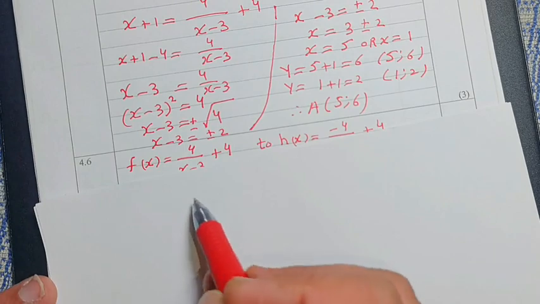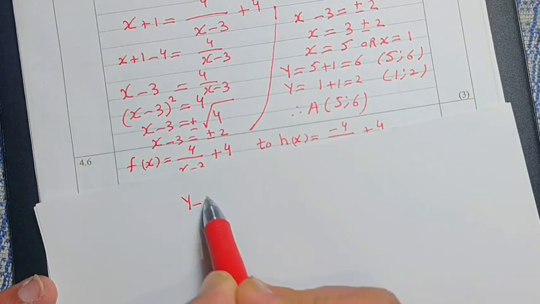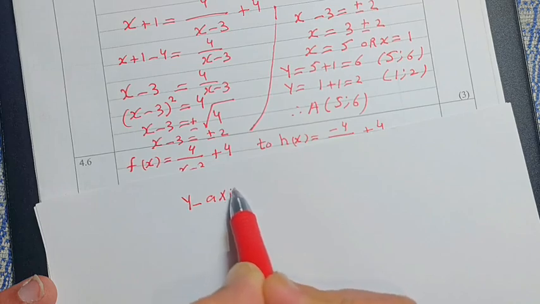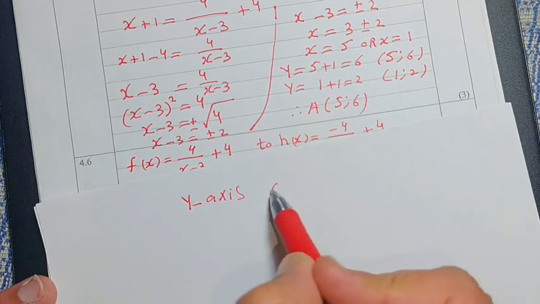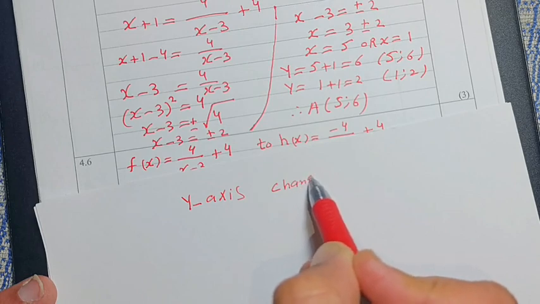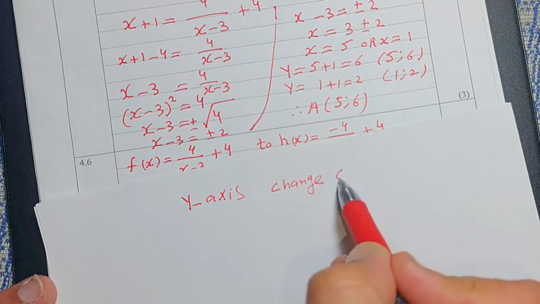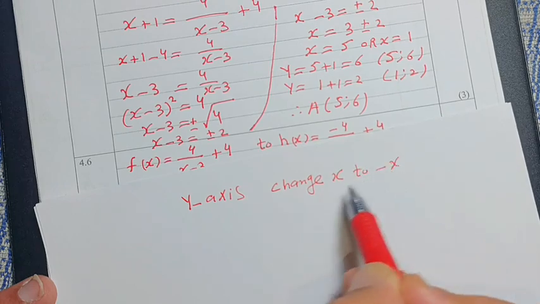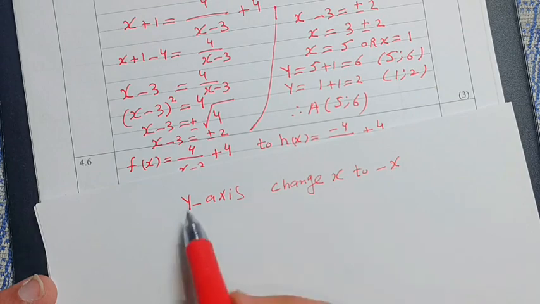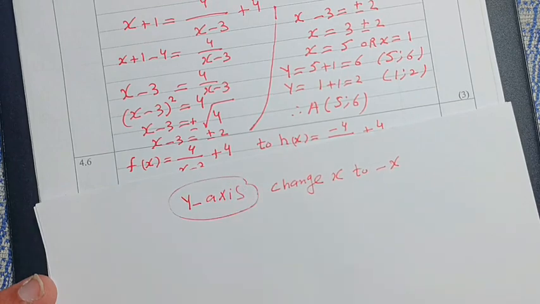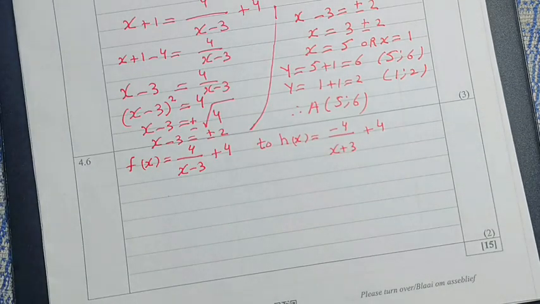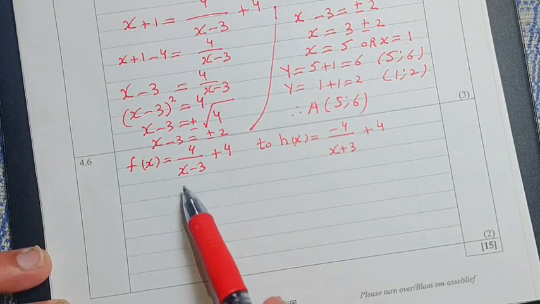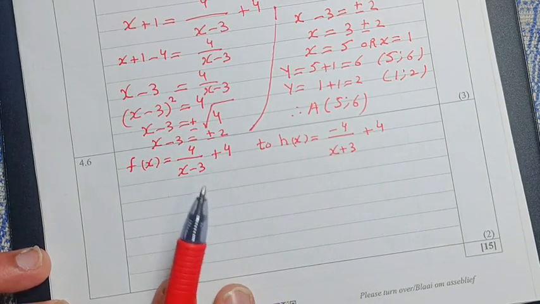The reflection on the y-axis means we change x to negative x. Positive x becomes negative x. That is the reflection on the y-axis, right? And it is a horizontal shift, because a reflection on the y-axis is a horizontal shift. Have a look here.